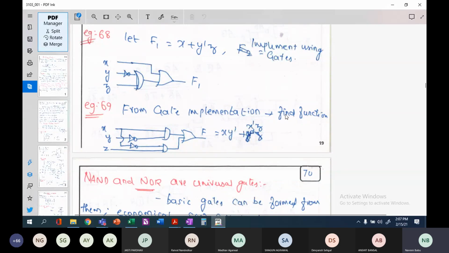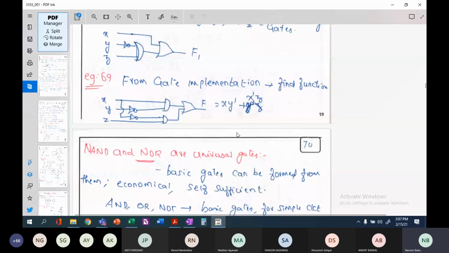gates. What do you mean by universal gates? A gate that can be used to implement any other function is called a universal gate. Why you should use NAND and NOR as universal gates is because if you are able to implement any function that you normally implement using AND, OR or NOT, only with NAND, you are using only one kind of IC, which is a NAND IC.